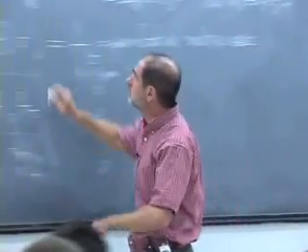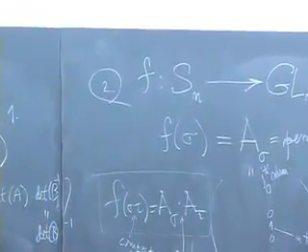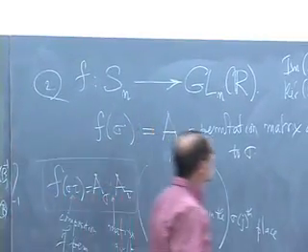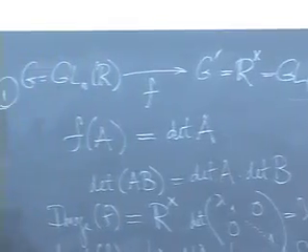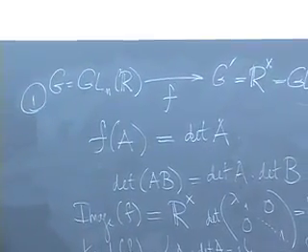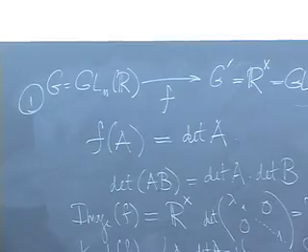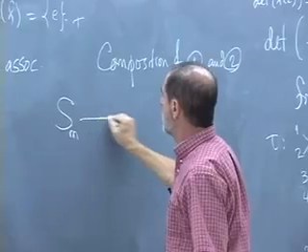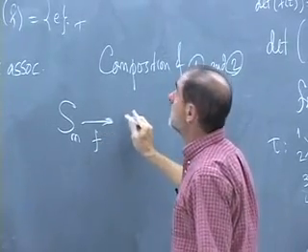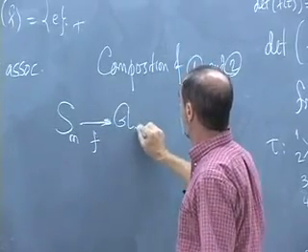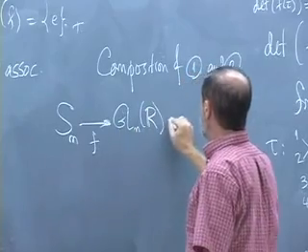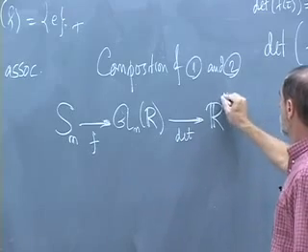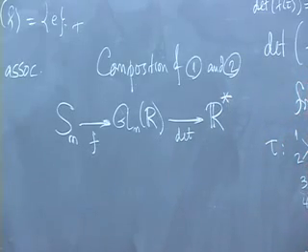Let's call this thing 2, and this one 1. The composition of 1 and 2 looks like this. First, you take the symmetric group by F into the general linear group, and then you compose this with the determinant homomorphism to R star. Now what's the image and the kernel?